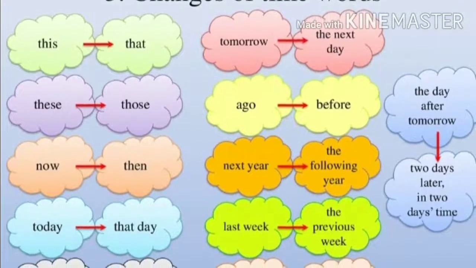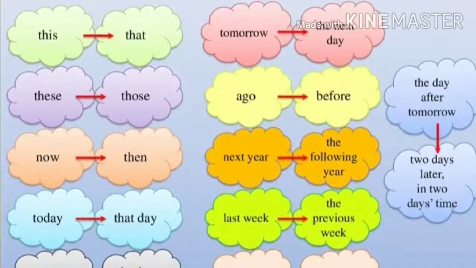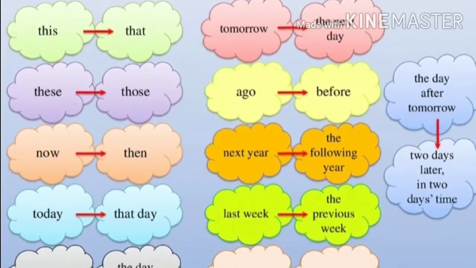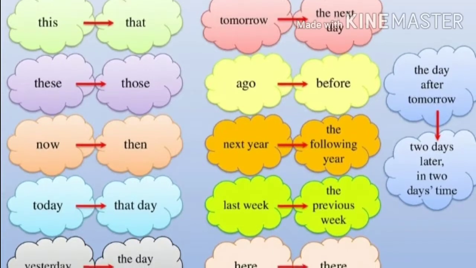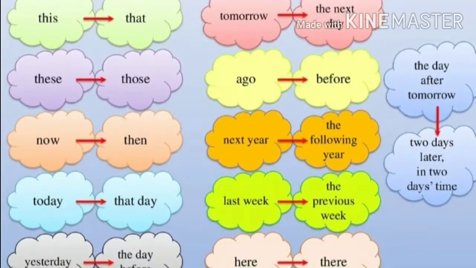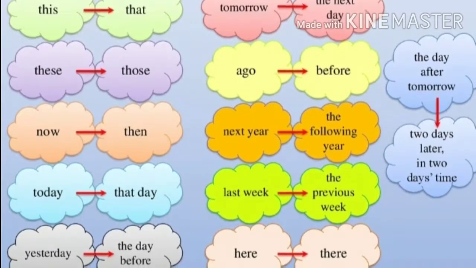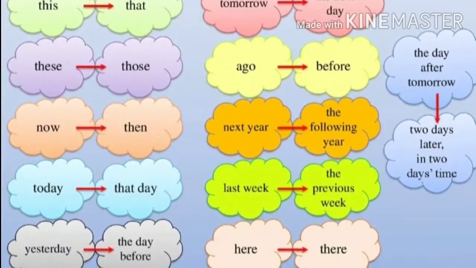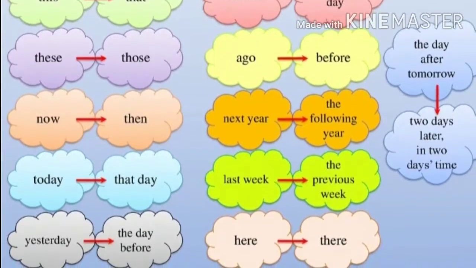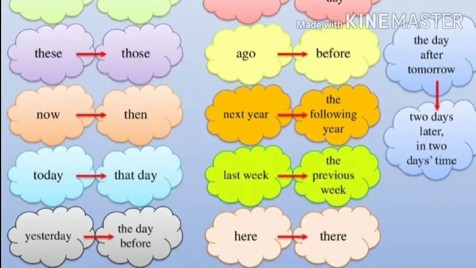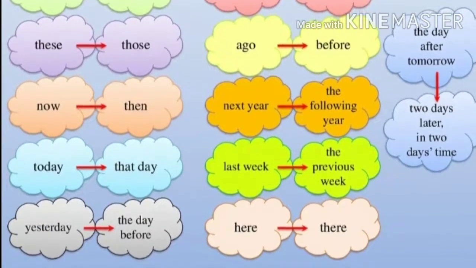Just have a look. This changes to that, these changes to those, now changes to then, today becomes that day, tomorrow becomes the next day, ago becomes before, next year becomes the following year, last week becomes the previous week, the day after tomorrow becomes 2 days later. Yesterday becomes the day before, and here becomes there. Hope it's very clear to all of you.